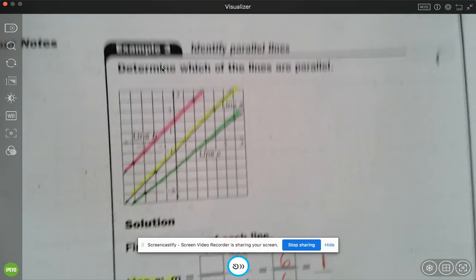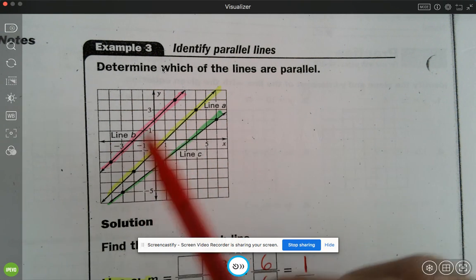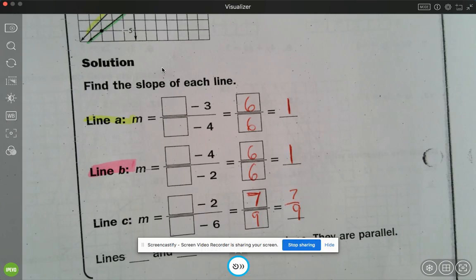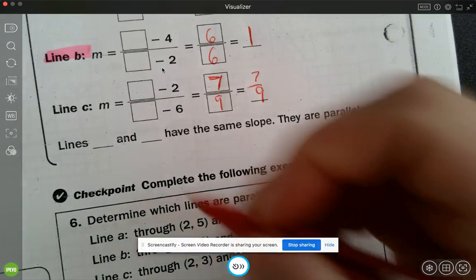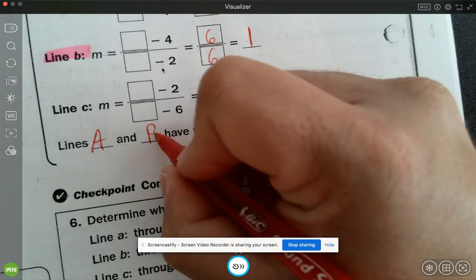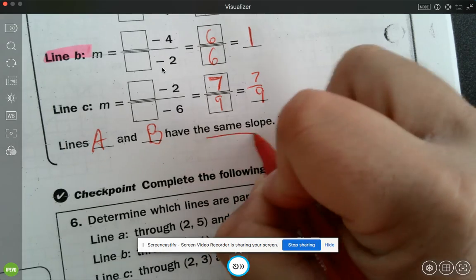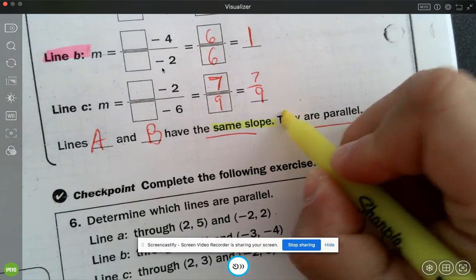So if you look, which 2 lines look parallel to you? Is it yellow and green, green and pink, or pink and yellow? Yeah, it's definitely pink and yellow. And so if you look at the slopes for pink and yellow, what do they have in common? They're the same. So we can then conclude at the bottom that lines A and B, pink and yellow, have the same slope, so they're parallel. So the moral of the story is if they have the same slope, they are parallel. I'll repeat that again. If they have the same slope, they are parallel.